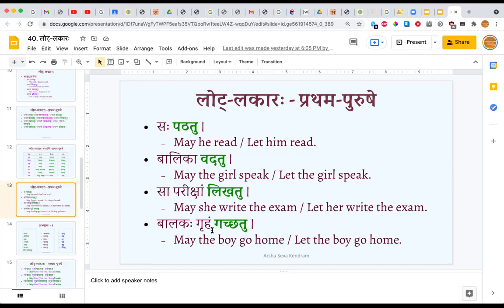Clear? Mahodaya asks, there is no linga bheda here? Uttama prashna. This is a kriya pada, so there is no linga bheda. Sah pathati, Sa pathati, Mahila pathati, Purusha pathati. It's always pathati only, right? No linga bheda. It's a lakara, it happens to be Lot Lakara, that's why no linga bheda. Okay. Dhanyavad. Anya prashnah santi va?